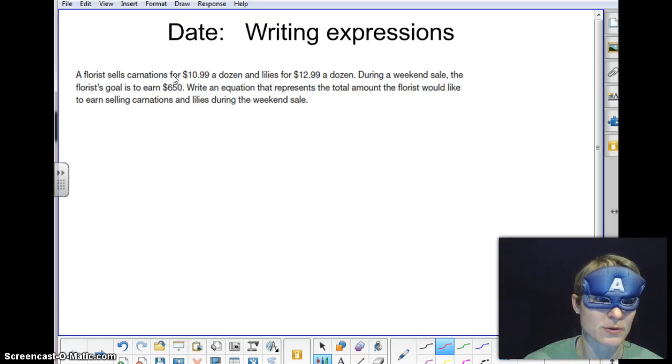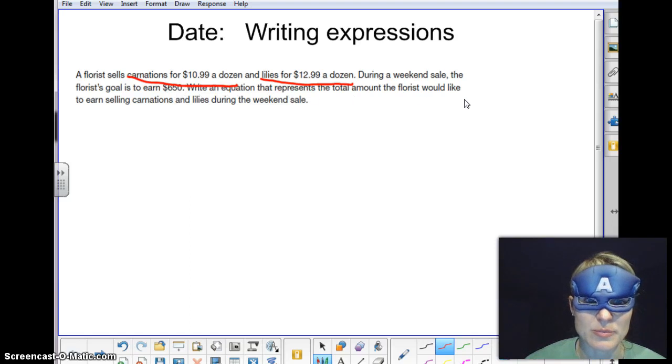So we have a florist sells carnations for $10.99 a dozen, lilies for $12.99 a dozen. So automatically my brain thinks, okay, we're talking carnations, we're talking lilies. During a weekend sale, the florist's goal is to earn $650. Write an equation that represents the total amount the florist would like to earn selling carnations and lilies.